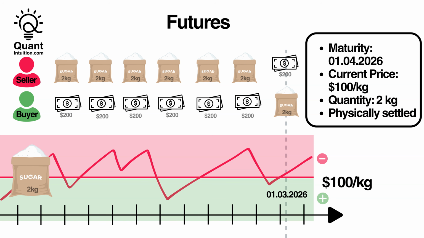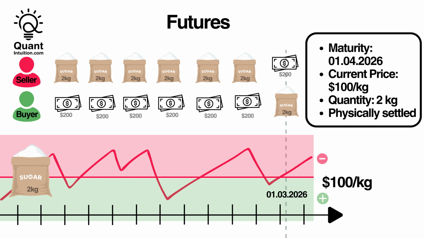Importantly, until the settlement date arrives, the actual assets, so sugar and cash, do not exchange hands. Instead, just small adjustments are made based on the margin requirements. That means the buyer of the futures contract gets to keep their $200 until the 1st of April 2026 and needs to provide just a bit of money as collateral. The same goes for the seller. They do not yet provide any sugar to the buyer, but instead just provide a bit of money as collateral.